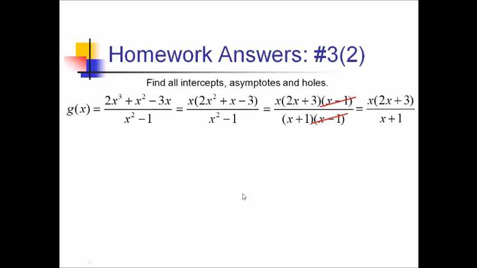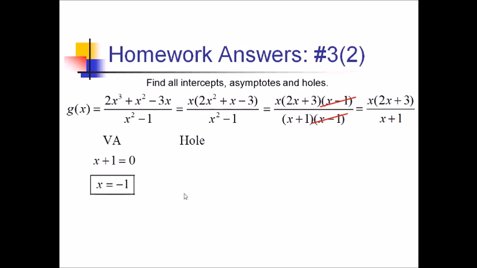Moving on now, let's find all the asymptotes and holes, if any. For the vertical asymptotes, we're going to set the simplified denominator equal to 0. These are things that still make the denominator 0 even after we canceled out other stuff. So we have x plus 1 equals 0. That means we have a vertical asymptote at x equals negative 1.